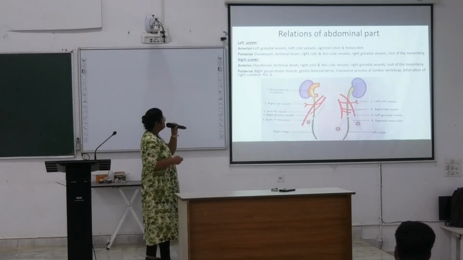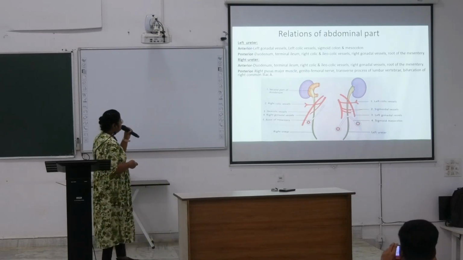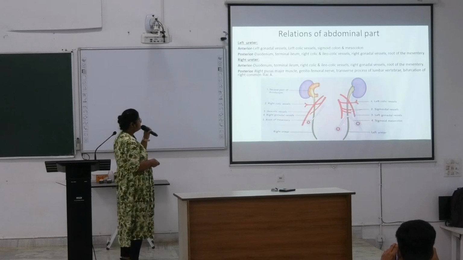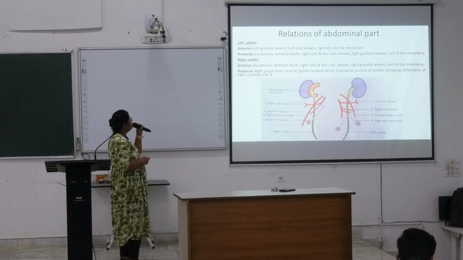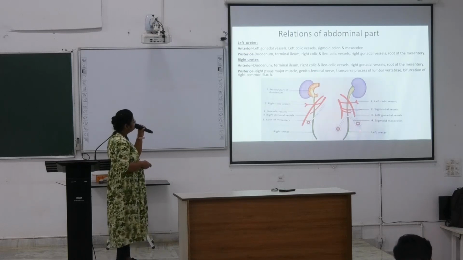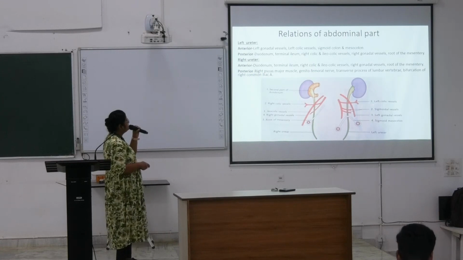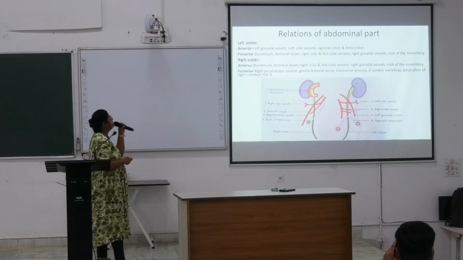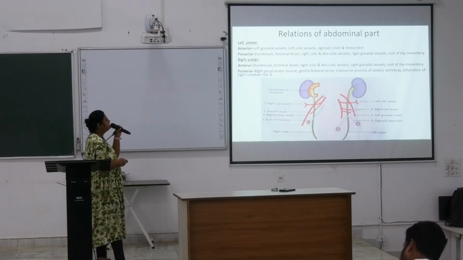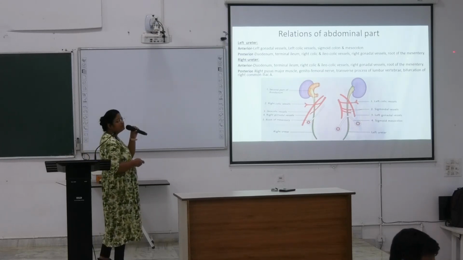Now the relations of the abdominal part of the ureter. Left ureter, this is on the left side. Anterior relations are the left gonadal vessels, left colic vessels, sigmoid colon and mesocolon. And the posterior relations are duodenum, terminal ileum, right colic, ileocolic vessels, right gonadal vessels, and the root of the mesentery.